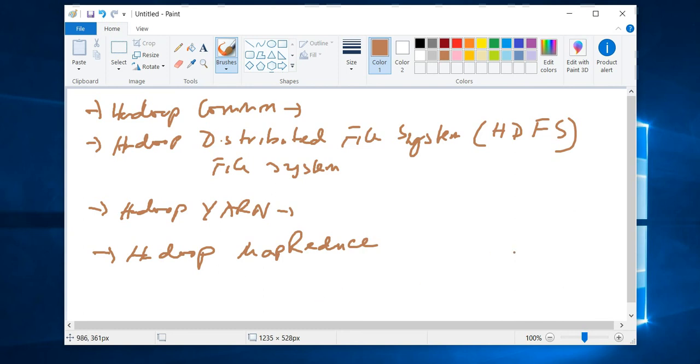So now these are the components of Hadoop, and we'll be discussing each of those in the next tutorial.